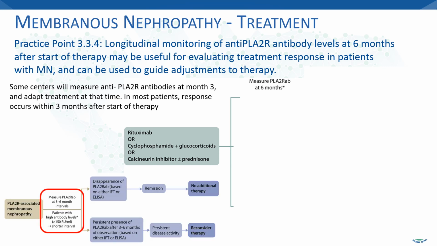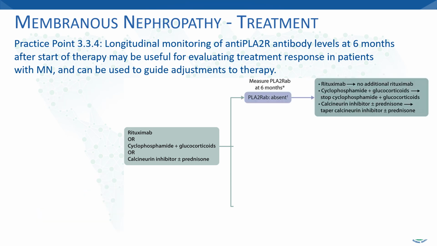And if the patient has high antibody levels from the start, more than 150, you may measure it at intervals less than 3 months. So if the patient is in remission, with antiphospholipase A2 receptor absent at 6 months: if you were using rituximab, no additional rituximab. If you were using cyclophosphamide plus glucocorticoids, stop them. If you were using calcineurin inhibitor plus or minus prednisolone, continue the calcineurin inhibitor plus or minus prednisolone.